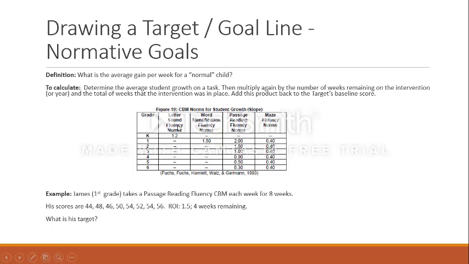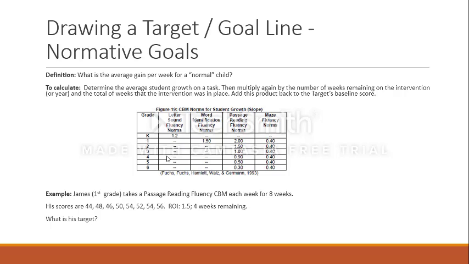So then we want to know, okay, that's how he's doing. How should he be doing? Because having a comparison makes all the difference for this. So what is the average gain per week for a normal child? You would get that data from somewhere. Here, the data example I have for you is norms that are provided based off a national data set.